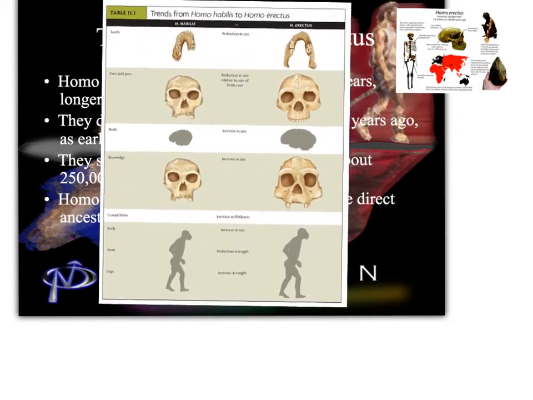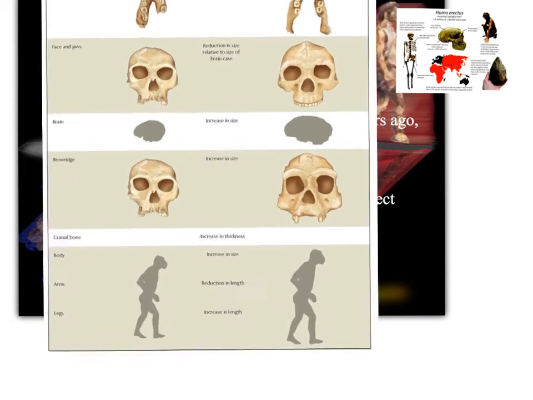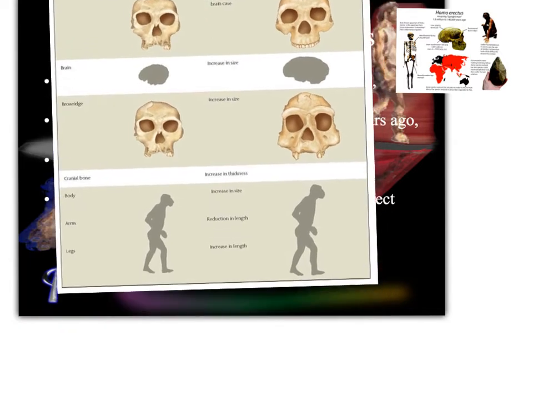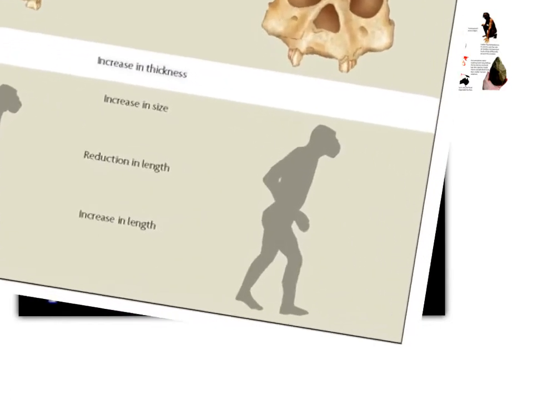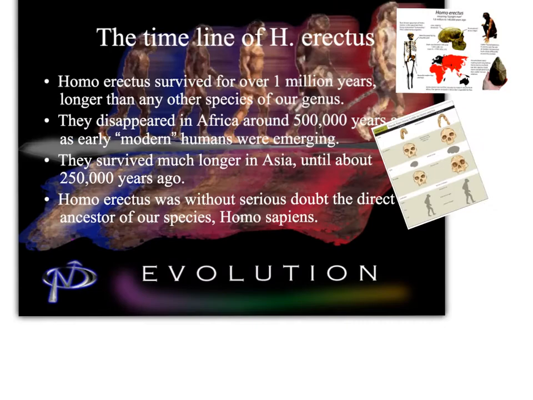When you make the comparisons between Homo erectus and Homo habilis, you can see the teeth are going to continue to get smaller. The size of the face and jaws relative to the brain case is going to decrease in Homo erectus. Okay, the brain's going to get much bigger, and then we're going to be even better at upright walking with arms that are more natural to our size. Once again, a much better upright walker.